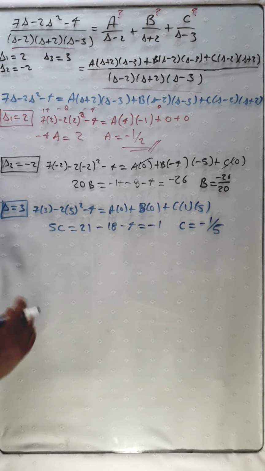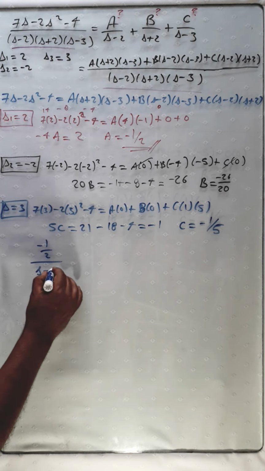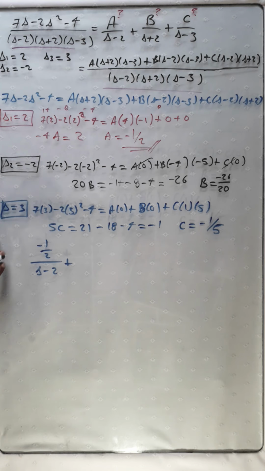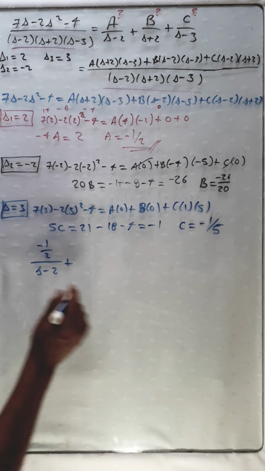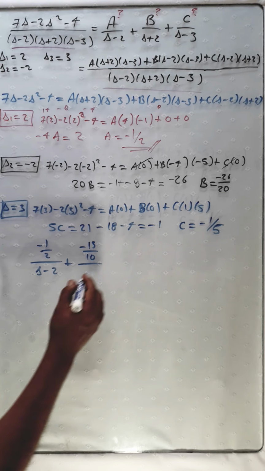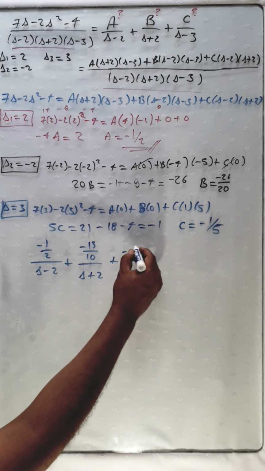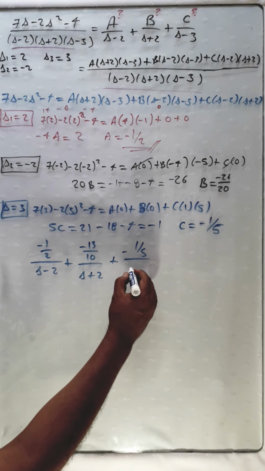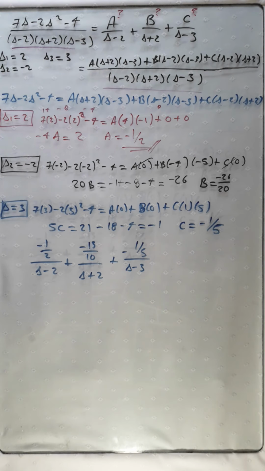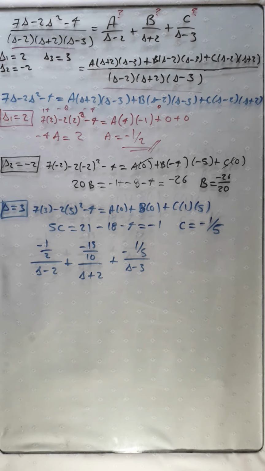Okay, so the partial fraction will be something like this. A is minus 1/2 over s minus 2, plus, I am replacing the values here, the value of b is minus 13 over 20, over s plus 2, and then plus the value of c, minus 1 over 5 over s minus 3. Okay, so that is the procedure to make partial fractions, and then you will have the formulas to make this calculation of the Laplace inverse.